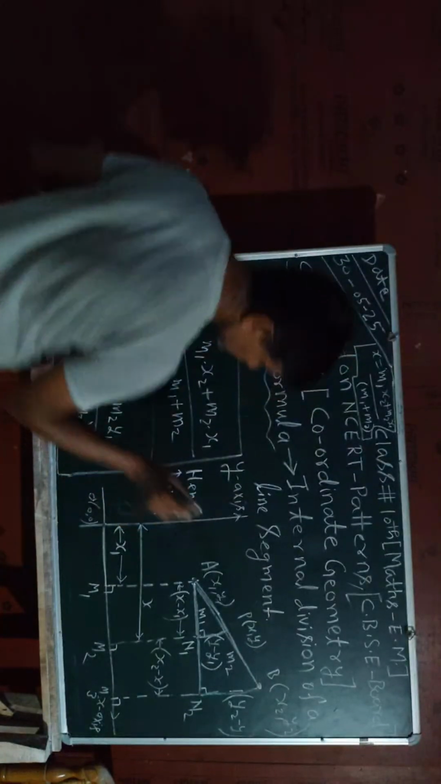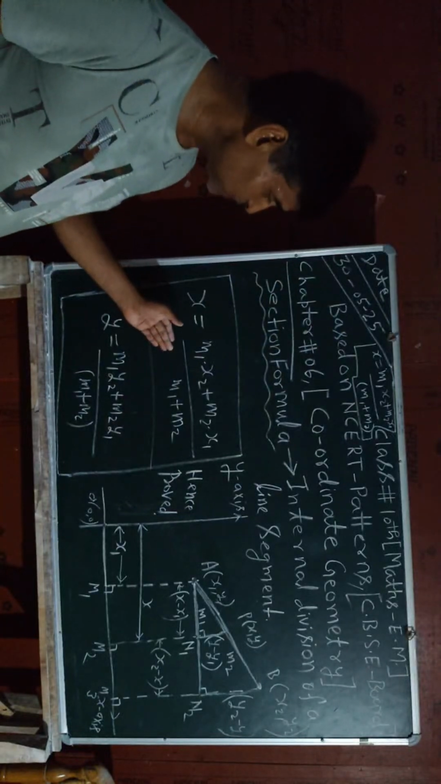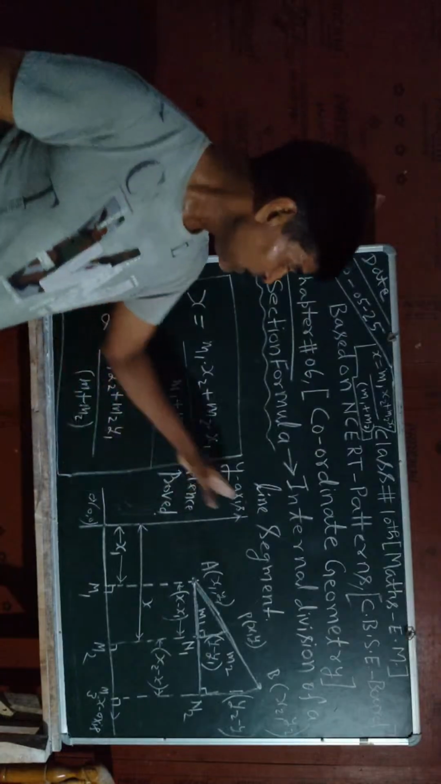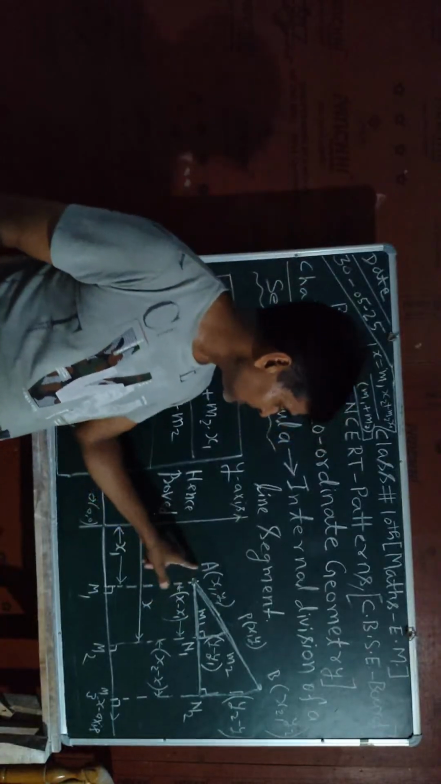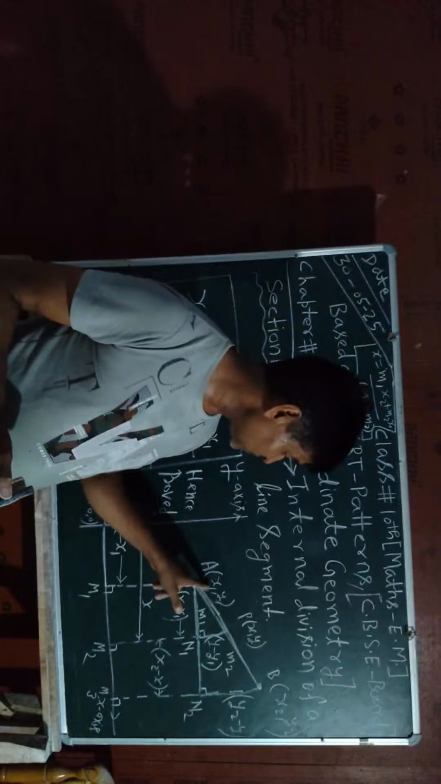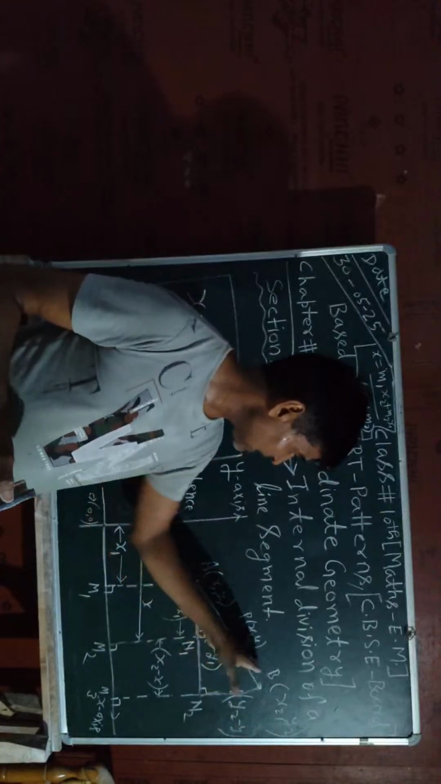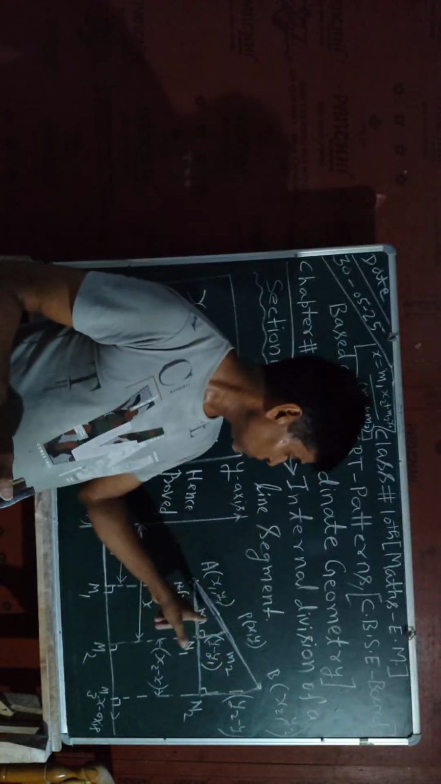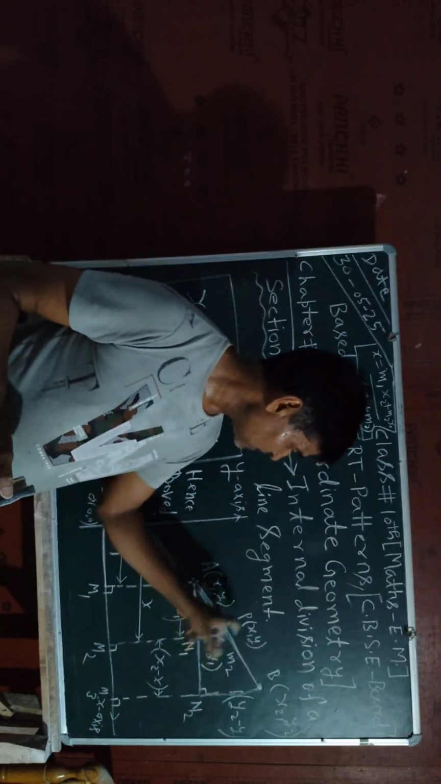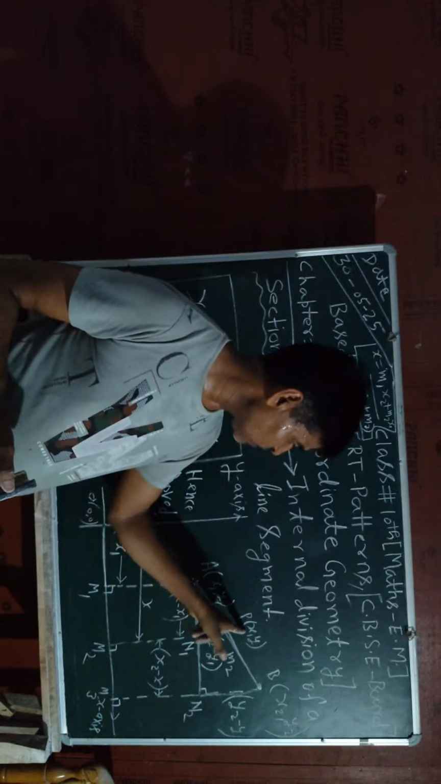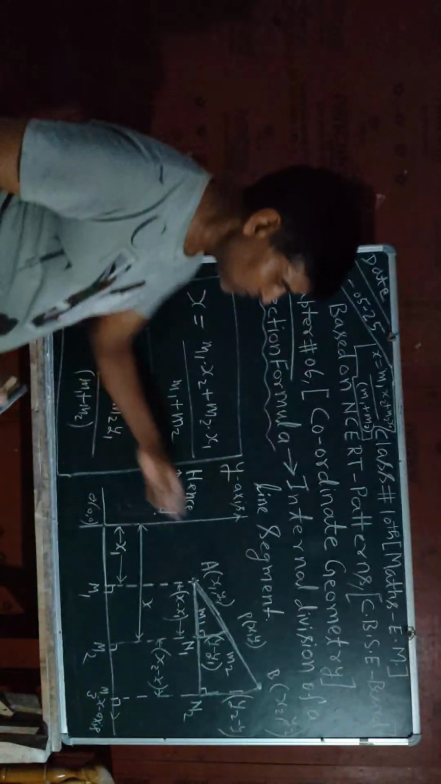Section formula as derived. So I will say this is the section formula, and it has been derived by considering a line segment in the Cartesian plane. I have assumed the coordinates of A as x1, y1, and the coordinates of B as x2, y2. The line segment AB is divided in the ratio m1 to m2, and the coordinates of the point P are x comma y. The value of x I have written here, and the value of y I have also written here.